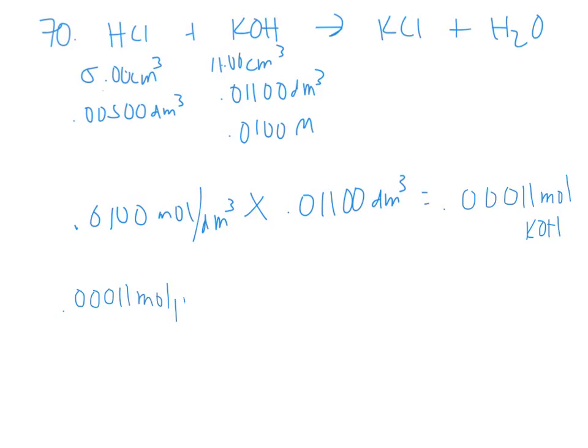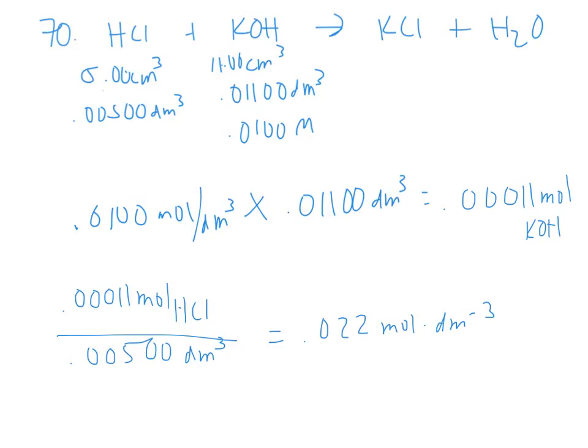of HCl, and I know my volume is 0.00500 decimeters cubed. So if I divide that by the 0.005, I come up with a strength of 0.022 moles per decimeter cubed as my concentration of HCl in the gastric juice.